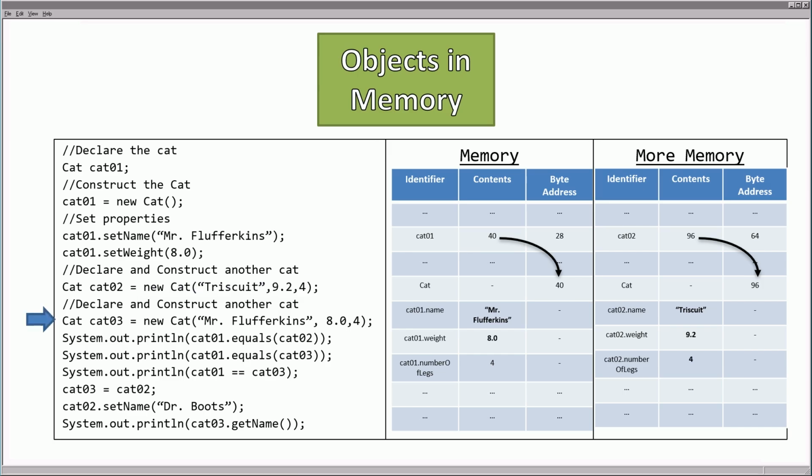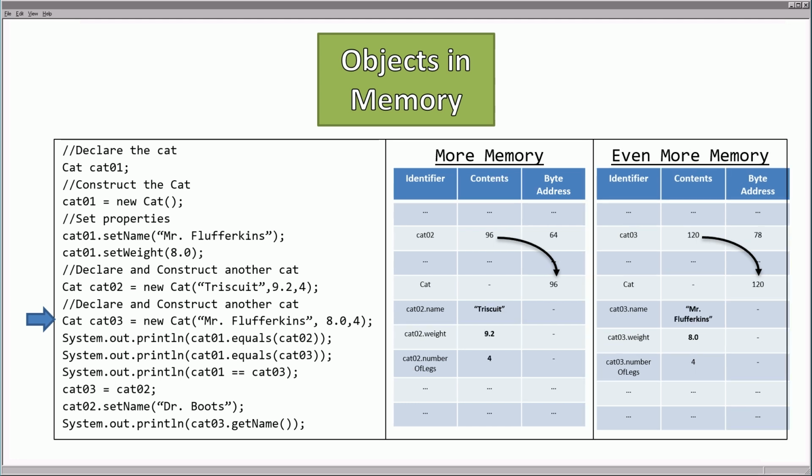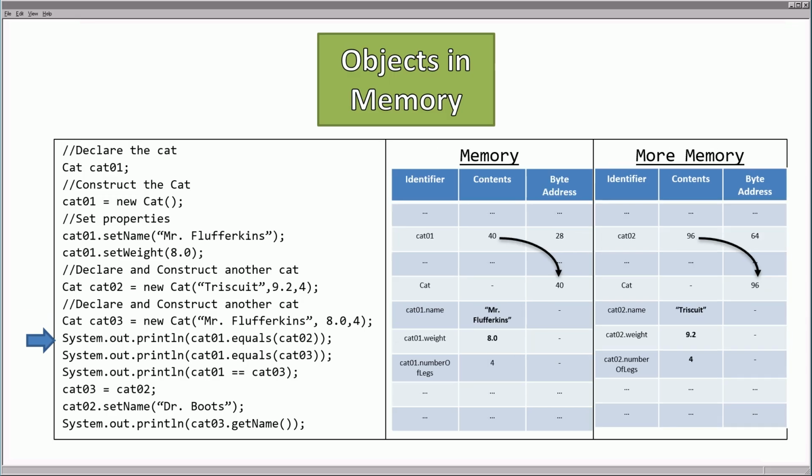Then we move on to cat3. Now notice we have memory and more memory, but we also need even more memory. Now cat3 does the exact same thing, but let's say that its memory address is 120, its name is Mr. Flufferkins, weight is 8, and number of legs is 4. So now, if we look at the first two cats, cat1 and cat2, if we call .equals, it's going to compare the name, which is not equal, the weight, which is not equal, number of legs, which is equal, but since the rest of the properties were not equal, it's going to return false.